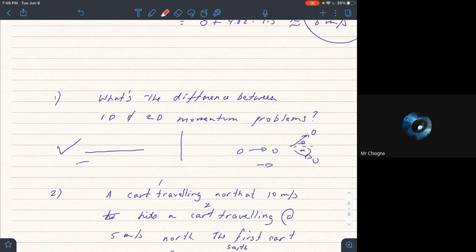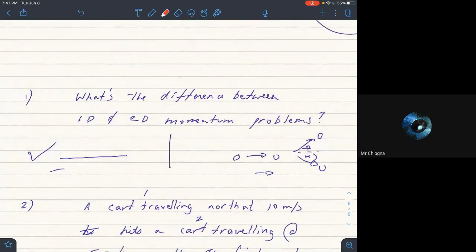That handout that I mentioned was the handout that I gave you on the extra practice problems on momentum with solutions. I'll show that to you tomorrow. If you're either in class or you're watching online, some of you already know what I'm talking about, others don't, so I'll just make sure I clarify this. Okay, back to this question. What's the difference between one-dimensional and two-dimensional momentum problems?